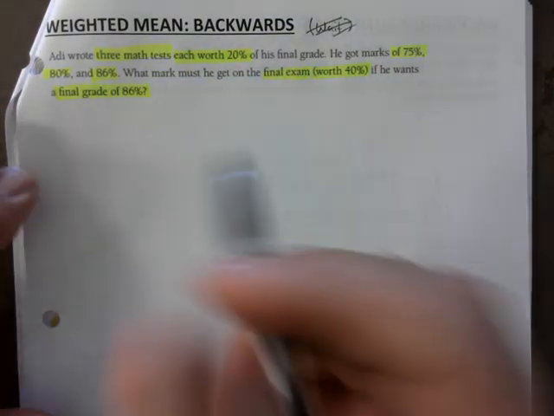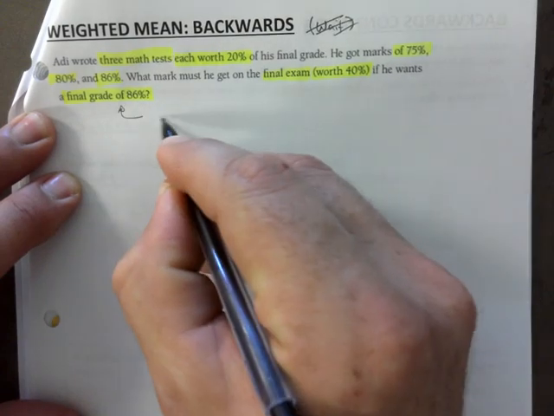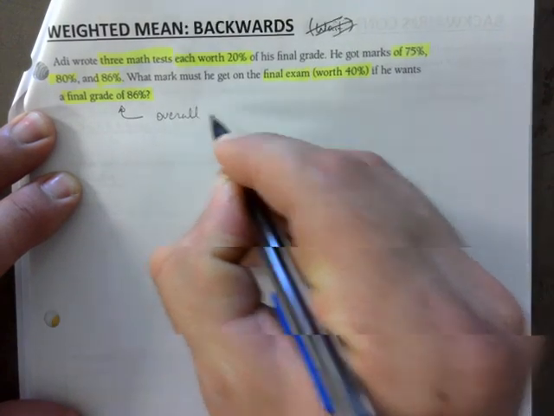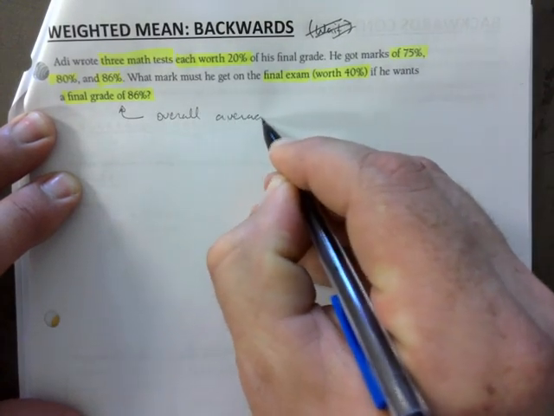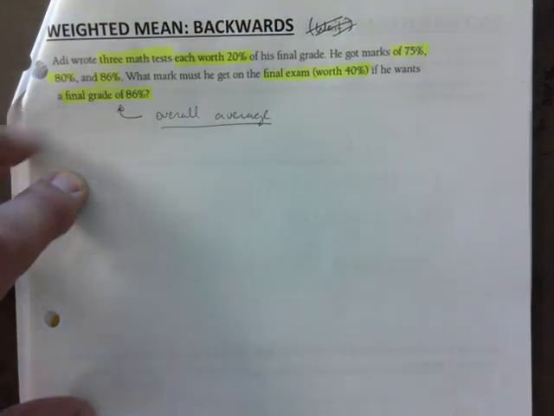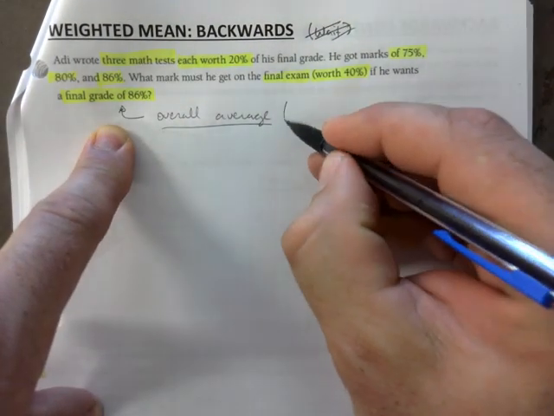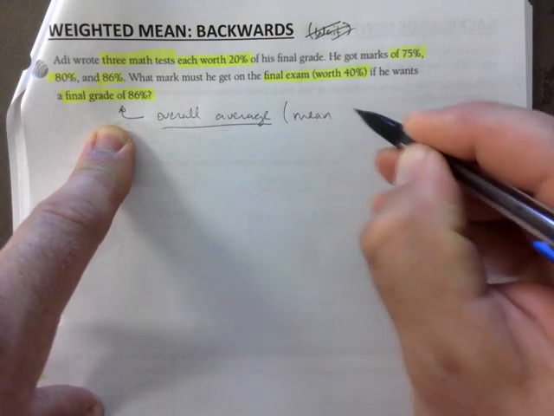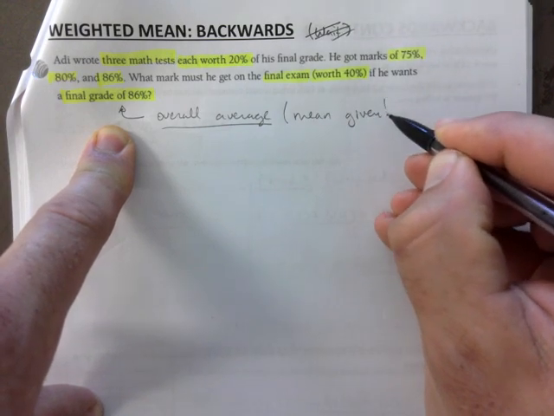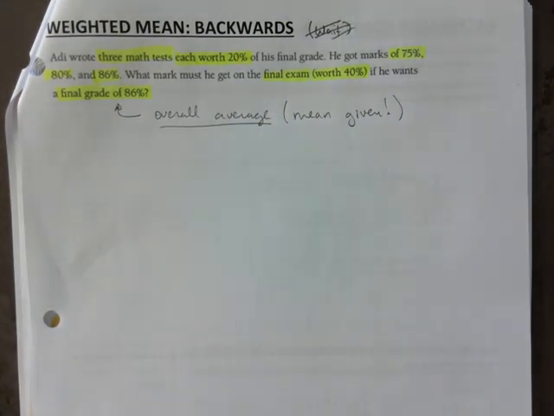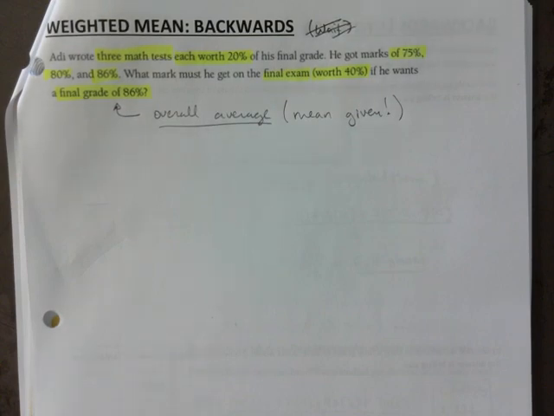This is the overall average. That's what the question is saying, right? If you want a mean, right, this is basically mean given. Okay? If you want that 86% average, how are you going to make that work? This is basically what you're going to ask yourself pretty soon after the last test. You're going to be almost in this position. You're like, what do I have to get on that final to give me the mark I want overall?